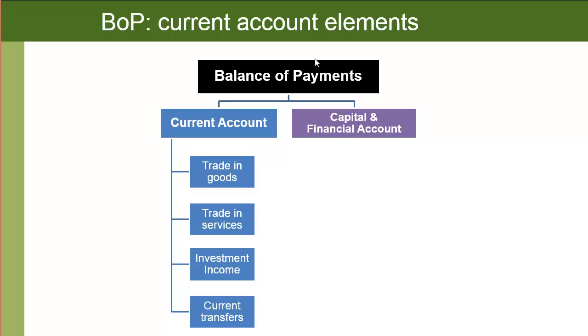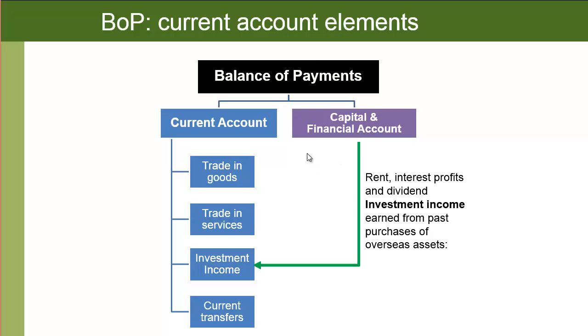Now the second major component of the balance of payments is the capital and financial account. I'll cover this in some depth in a later video. But for AS, you need to be able to see the link between the capital and financial account and investment income. So how does that work? Well, if a UK resident owns, say, property overseas, then they're going to earn interest on that, and that's going to be remitted back to the UK. And when that happens, that's a credit item on the current account of the balance of payments.